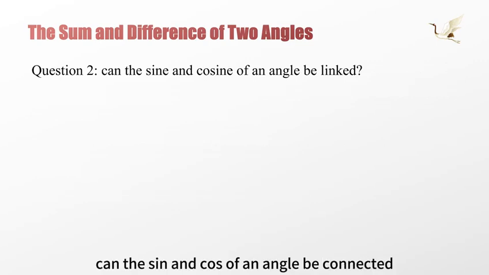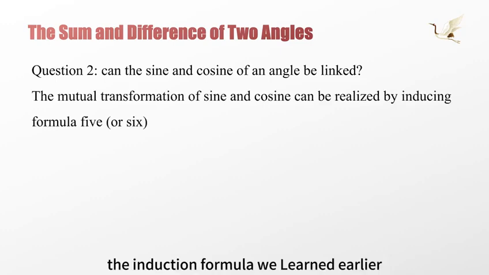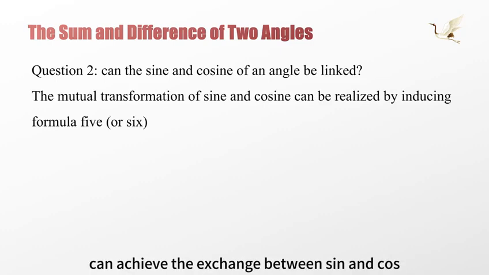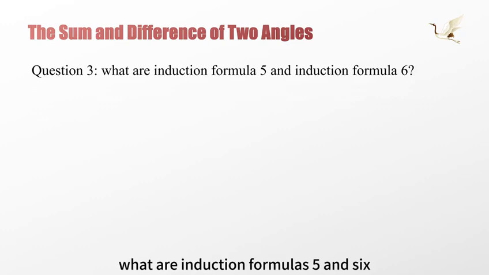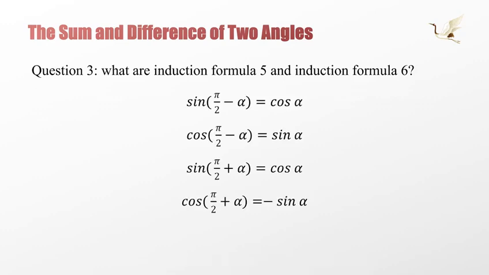Can the sine and cosine of an angle be connected? The induction formulas 5 and 6 we learned earlier can achieve the exchange between sine and cosine. Let's review together. What are induction formulas 5 and 6? Sine of half pi minus alpha equals cosine alpha. Cosine of half pi minus alpha equals sine alpha. Sine of half pi plus alpha equals cosine alpha. Cosine of half pi plus alpha equals negative sine alpha.